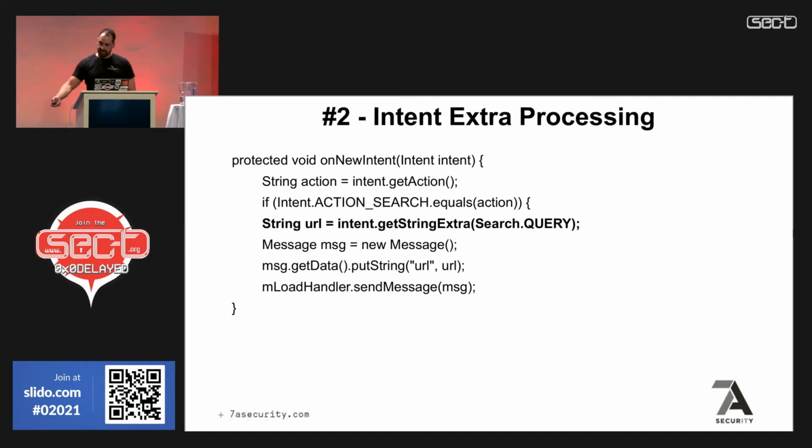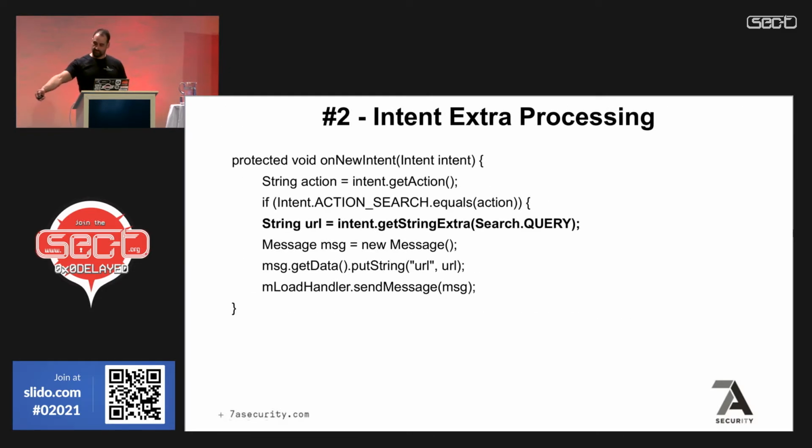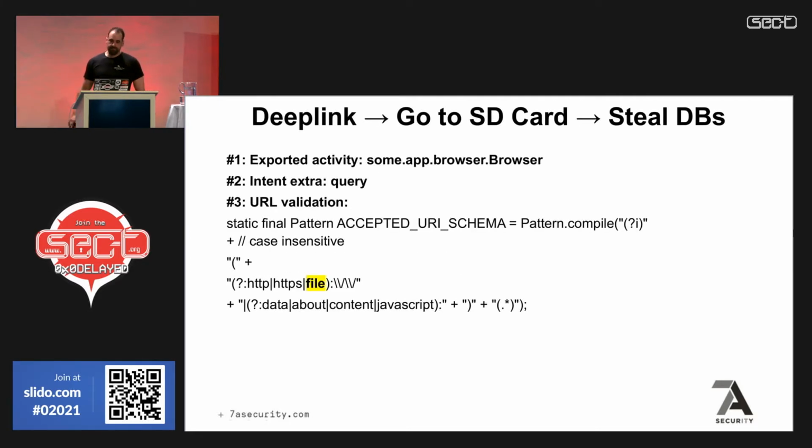In this case, the deep link works in a slightly different way. We don't have an intent filter that tells us the structure of the deep link. This is actually done in the code that is looking for this search query. So it's slightly different than the example I showed before. And then we can make the application go to the SD card and steal databases, because its URL validation actually accepts file URLs, which is really bad, right?